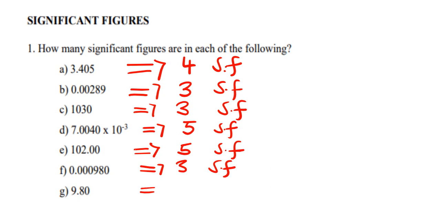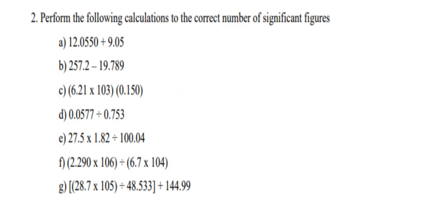Now let's come to the last one, G. We've got 9.80. How many significant figures are we going to have? We have a 0 at the end, a terminal 0, a trailing 0, and there's a point. So we are going to count that as significant. In this case, we're going to have 3 significant figures. So that's all that we can talk about on this one. Very important. Now let's go to the second question.